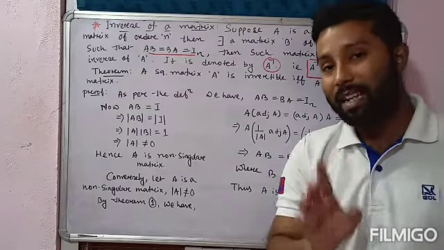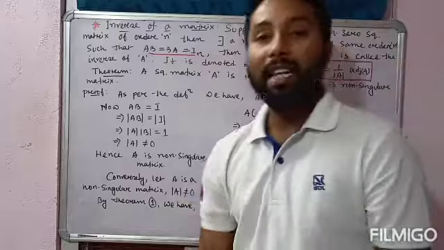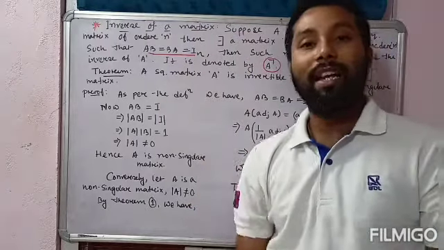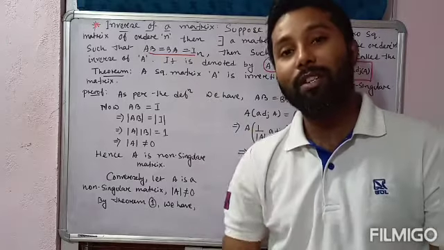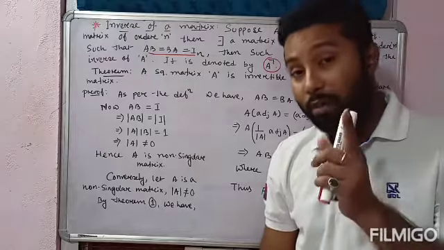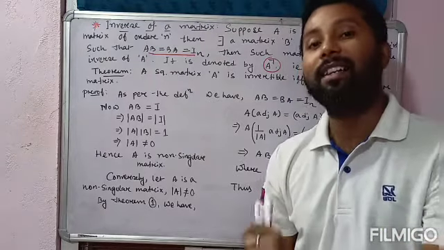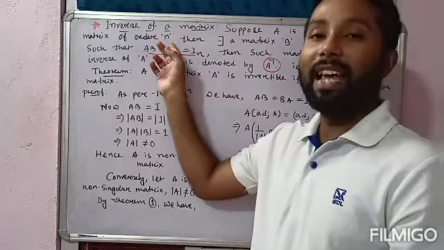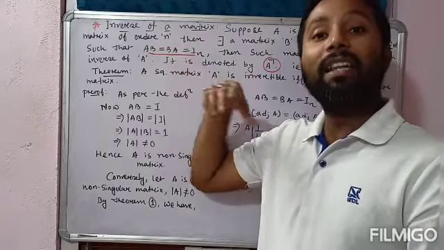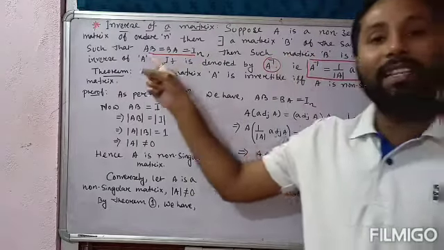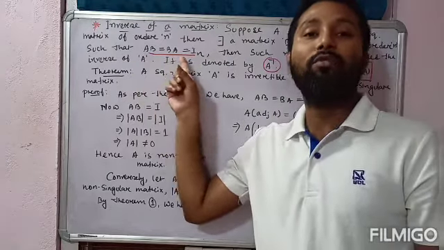Okay, once again I am repeating the definition. Suppose A is a non-zero square matrix. Why is non-zero mentioned? Because the value of the determinant should not be 0. If the determinant is 0, it becomes undefined, which means inverse does not exist. So suppose A is a non-zero square matrix of order n, then there exists another matrix B of the same order such that AB equal to BA equal to IN.